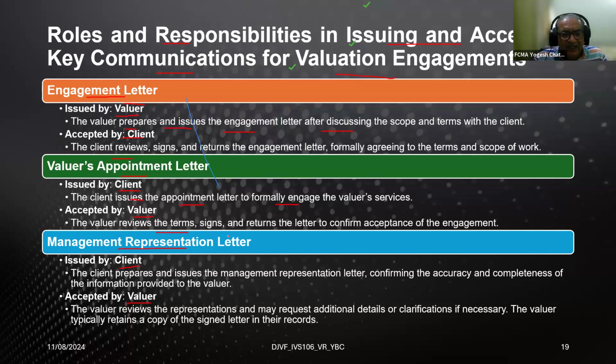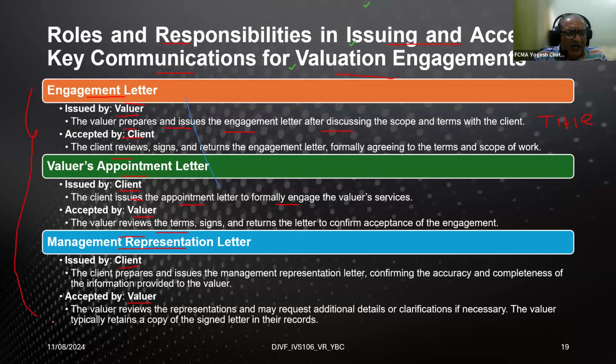So the valuer will review the representation and may request additional detail or clarification if necessary, and the valuer typically will retain a copy of the signed letter in their record. So actually, you have collected, like, the title document of the property. Now, for the title document, you may require additional detail. Like if the client has provided you with the sale deed, at times you may require a copy of the agreement to sell, which is executed between the builder and the client. That document, the client should not provide verbally, or without actually forwarding a letter in writing. So in a management representation letter, whatever document, whatever information, whatever input, whatever projection you get from the client, that should be recorded. So that is a management representation letter.